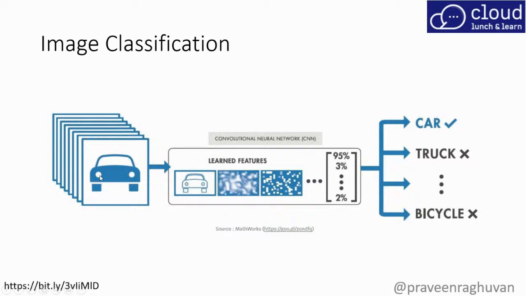For example, you see here there are two headlights, the tires, and the shape of the car. These are the different features which it will identify, and based on that, it will make a prediction at the end of the neural network. Here it is saying that 95% it is a car, 3% it is a truck, whereas 2% it is a bicycle. There is a threshold that we have to set, or you can take the maximum of these values to say what is present in the image. So here 95% it is saying it's a car, that means it's a car.